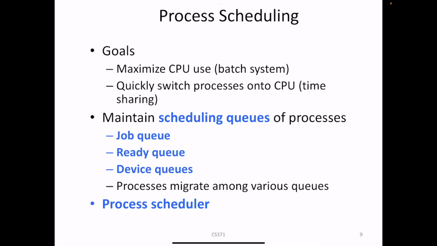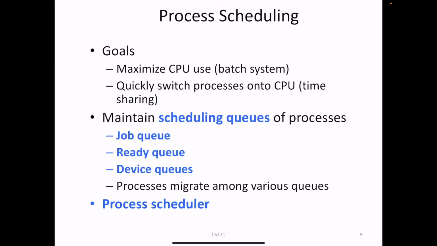In the computer system, there are usually multiple device queues. Each device will maintain a device queue. For example, a number of processes need to do some I/O on the same device. Then those processes will be put on the device queue of that device, waiting for the I/O there. Surely their state will be switched to waiting as well.